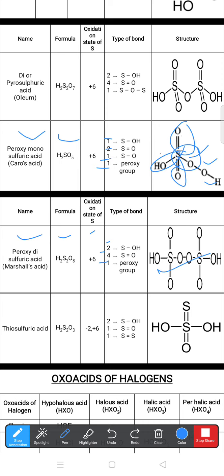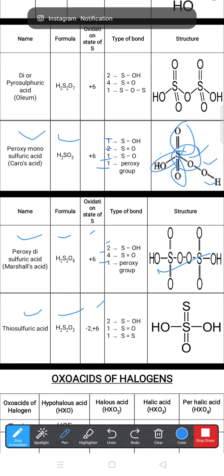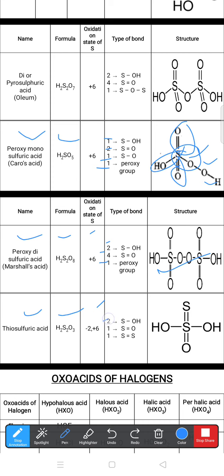Then thiosulfuric acid, H2S2O3. In that, the oxidation states of sulfur are -2 and +6 respectively. Two bonds are between sulfur and OH, one bond between sulfur and double-bonded oxygen, and one bond between sulfur and double-bonded sulfur. So in this way you can see this structure also.